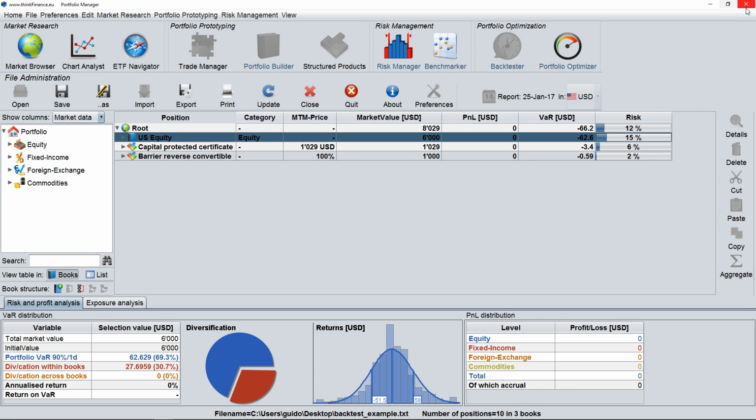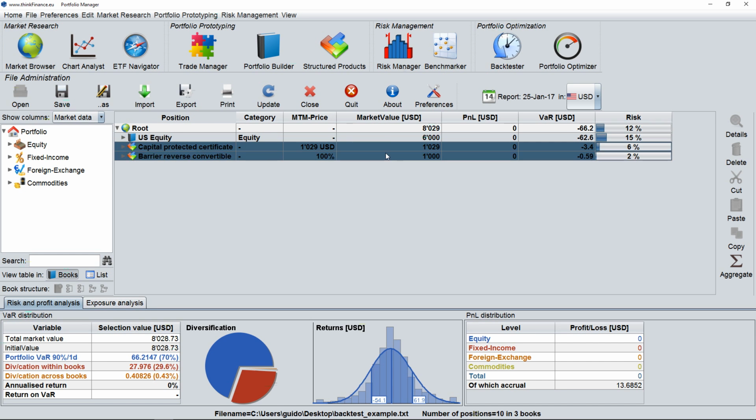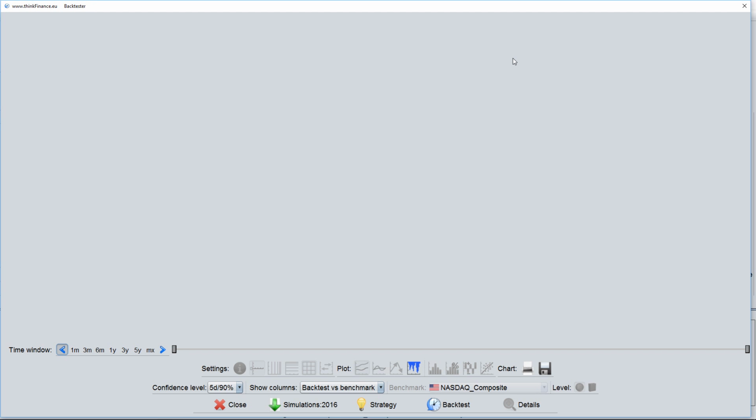So let's close the backtester. I go back to the main window, and you see in the main window I've got two structured products here. One capital protected certificate and one barrier reverse convertible, both on the S&P 500. And I would like to backtest a long-term investment strategy in these two products. So I'm highlighting these two products and I'm opening the backtester. Now, one thing to remember is that structured products typically have a lifetime of about 1 year. And it wouldn't make sense to backtest one and the same structured product over 20 years back in time.